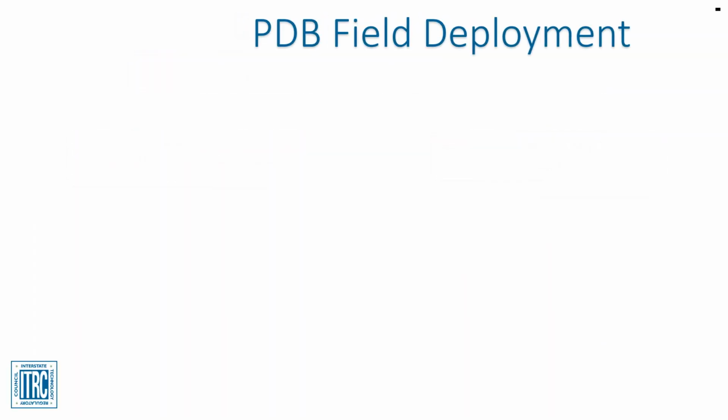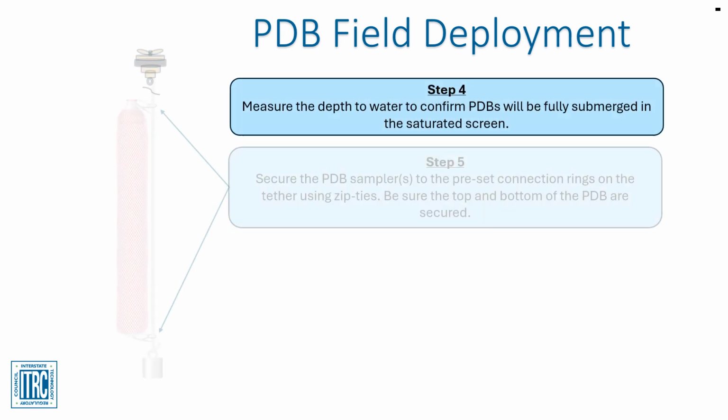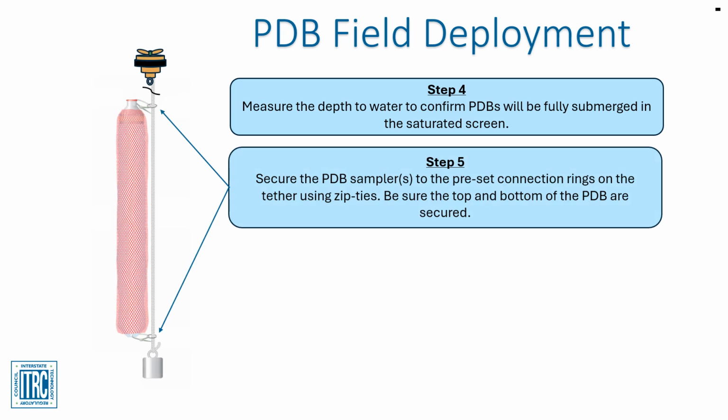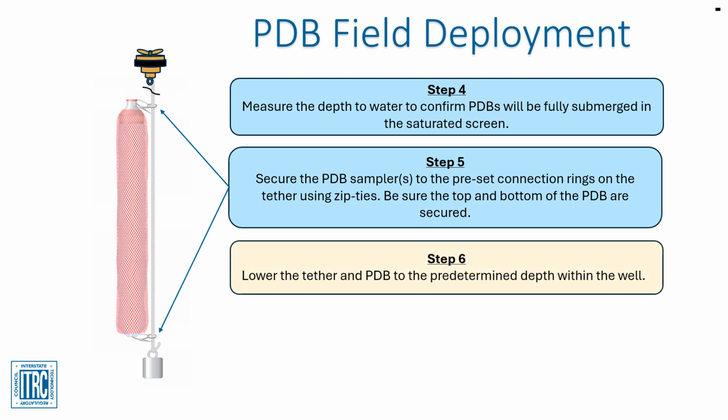When deploying PDBs, check the water depth to be sure the PDB will be completely submerged in the saturated screen. Secure the PDB sampler to the preset connection rings on the tether using zip ties. Be sure the top and bottom of the PDB are secured. Lower the tether and PDB to the predetermined depth within the well. It is usually advised that tethers are constructed so the weight rests on the bottom of the well when the sampler is at the proper sample depth.